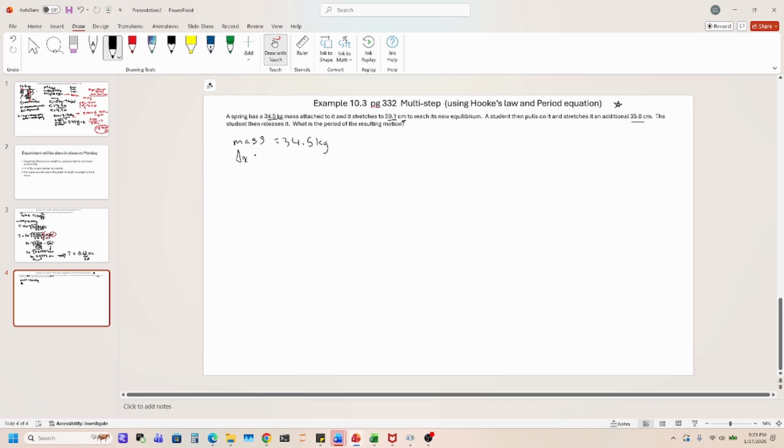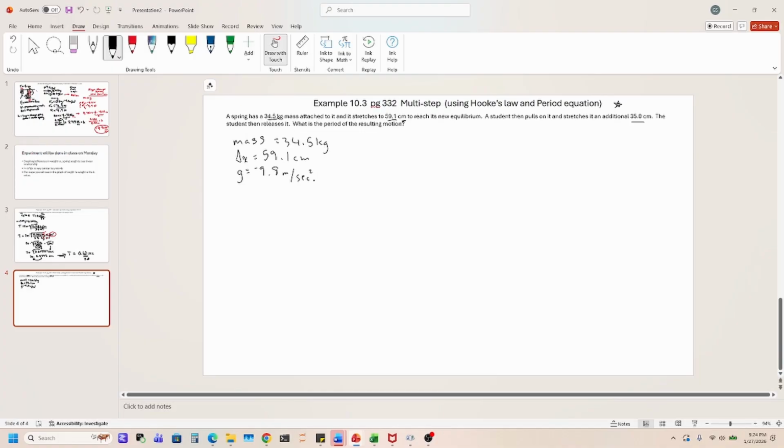So our delta x is 59.1 centimeters. So we're not going to have to convert our mass. We are going to have to convert our centimeters. Okay, and then all of these equations so far, we've really had to use the gravitational constant. So that's negative 9.8 meters per second squared.